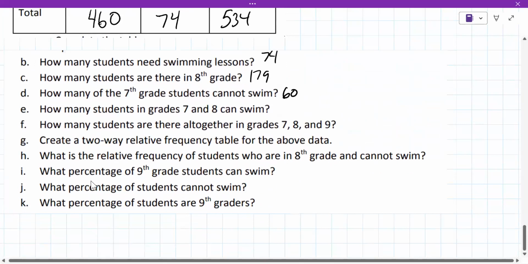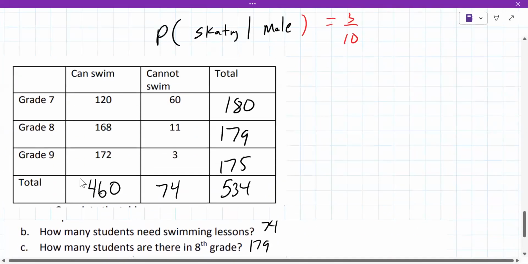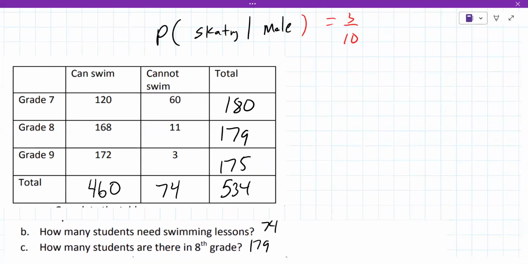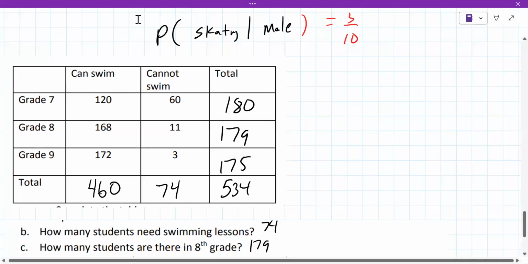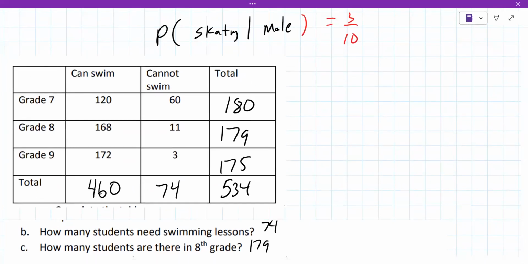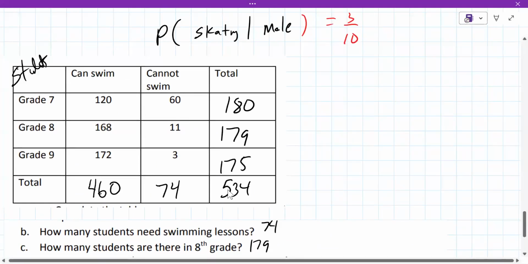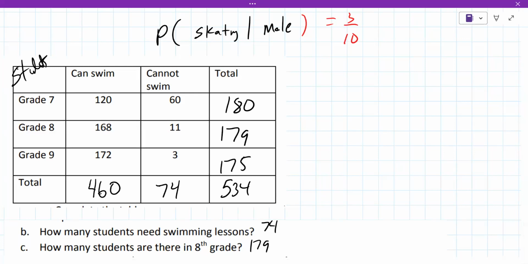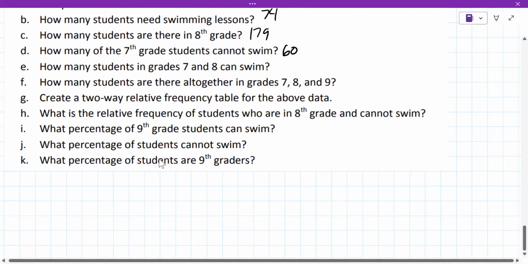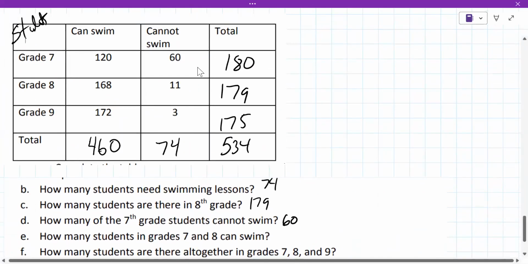Okay. What percentage of students cannot swim? The students is the whole table. These are all the students. Students could be in grade 7, grade 8, or grade 9. So it'd be 74 out of 534. Yes. The last one here is what percentage of students are ninth graders? So then it'd be 175 divided by 534. Yes. Good.